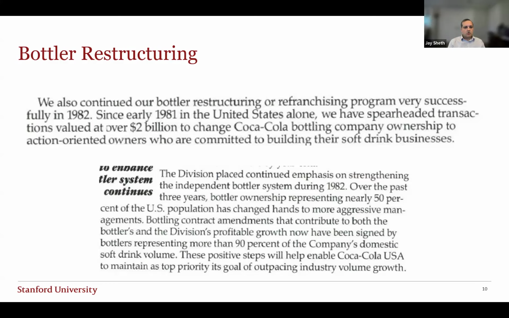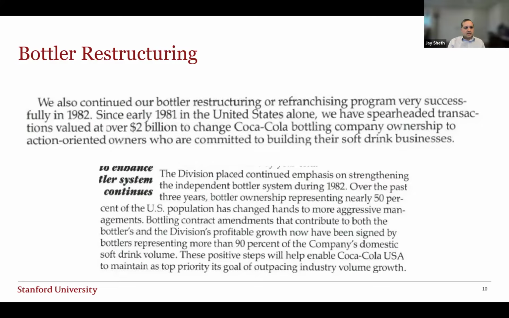And so you can see at the very top, since 1981 in the United States, Coca-Cola had spearheaded transactions valued at over $2 billion to change some of the bottling company ownership to more action-oriented owners. So moving it out of some sleepy, family-owned hands to more driven management teams. And then at the bottom, in the next section, you can see that over the last 3 years, bottler ownership representing nearly 50% of the US population had changed hands to more aggressive management. So basically, they turned over about 50% of the footprint, at least, of the bottlers.